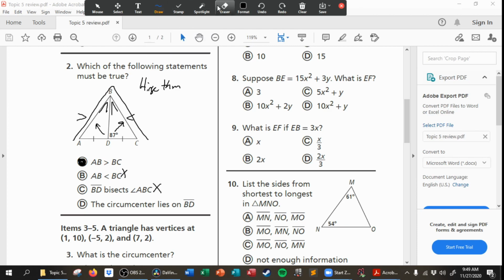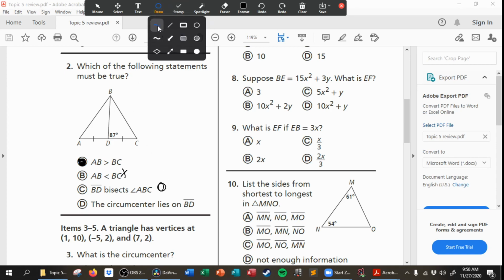And the circumcenter lies on BD. Circumcenter is when we draw a circle on the outside, and then we find the center of it. Now, the clue here should be we never actually talked about the circumcenter in class. We talked about the incenter. Now, I'm not saying that the circumcenter is not a real thing, but I am saying for this test, we haven't talked about it at all. So you won't be expected to find it.